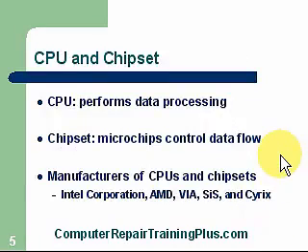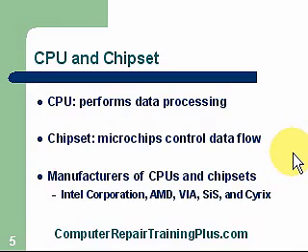CPU and chipset. The CPU performs the data processing. It processes all the data and the instructions. Now the chipset, it's microchips. They control the data flow. We'll be talking about the chipsets. Very important because they do manage the flow of the data on the motherboard.